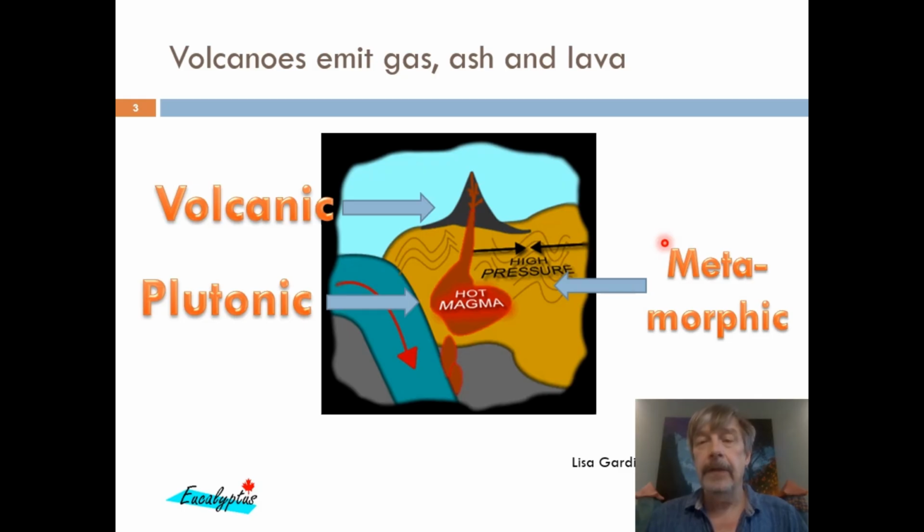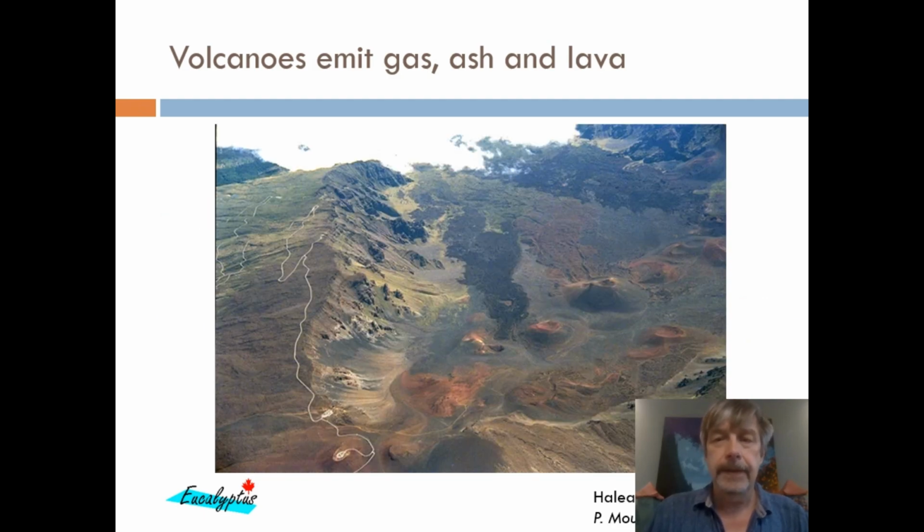Okay. So we have metamorphic rocks, we have volcanic rocks and plutonic rocks. The plutonic and volcanic rocks together are igneous rocks, and we're going to talk about how to classify those rocks. So I'm going to show you this beautiful volcano, the Haleakala crater on Maui, 10,000 feet above sea level. That's how high this thing is.